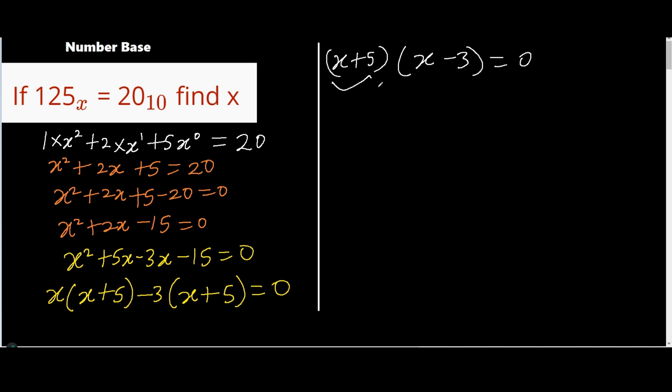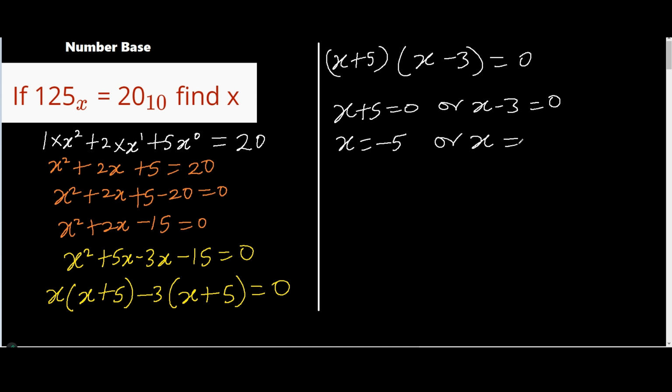So when you multiply two numbers to give you 0, one of them must be 0. So that means x plus 5 equals 0, or x minus 3 equals 0. So they could both be 0, and one of them could be 0 in order to get a product of 0. We can say x equal negative 5 here, or x equal positive 3 here, which is just 3.